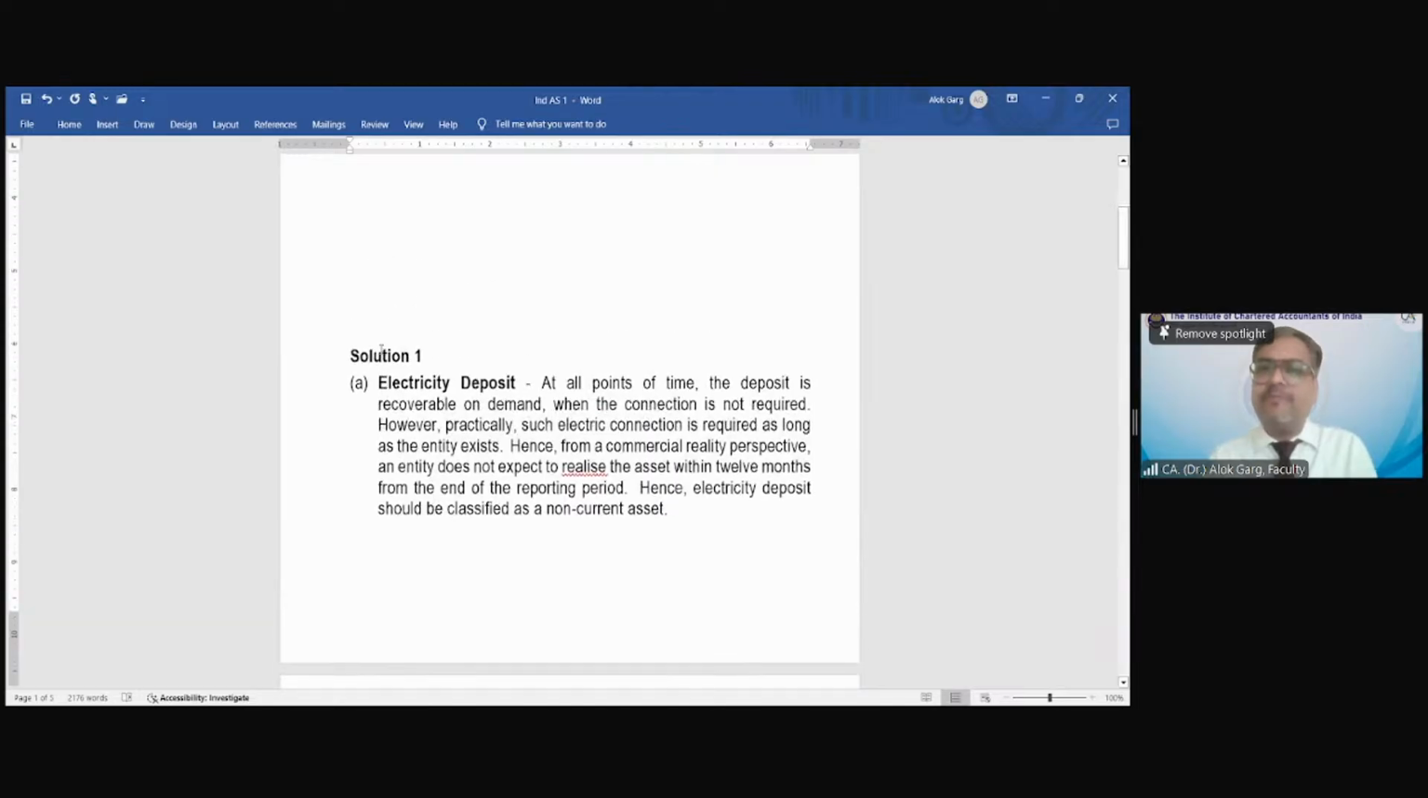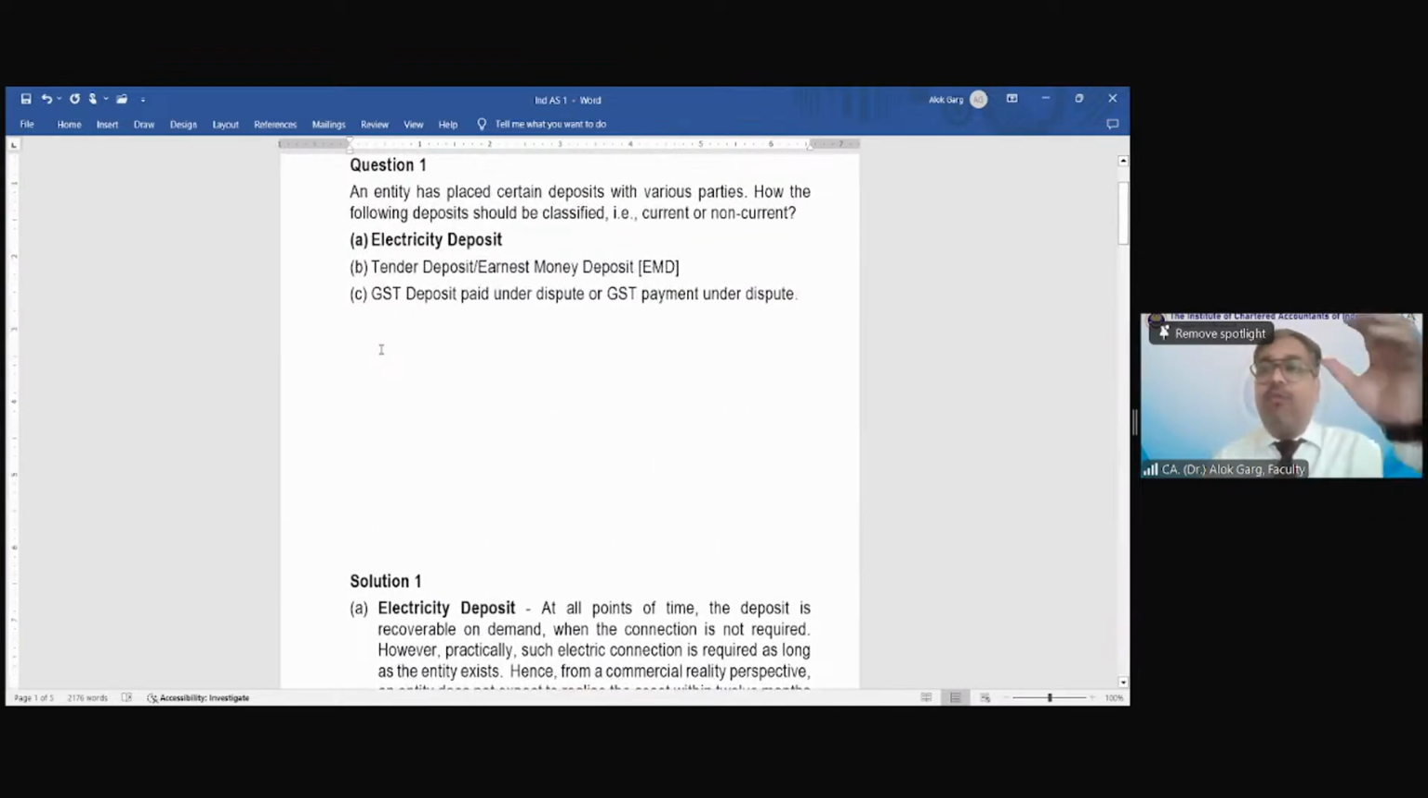Friends, whenever you look at an asset, you need to see the expectation of realizability as well. But when you look at a liability, expectation doesn't work. In liability, the contractual things work.